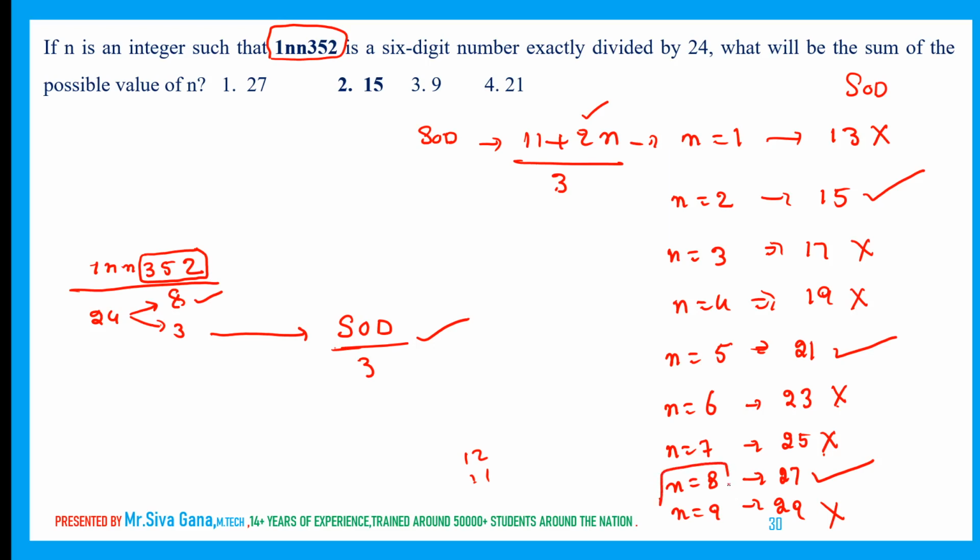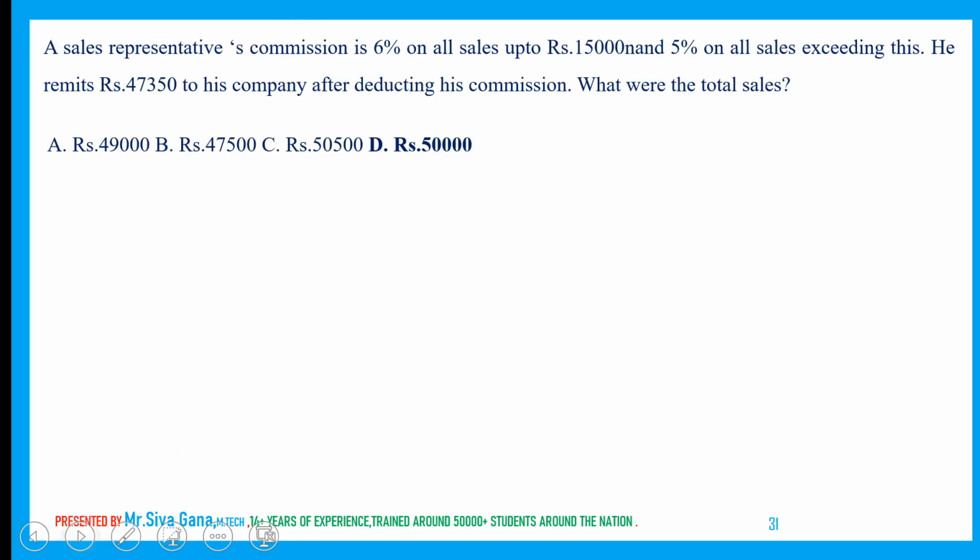So the possible values of n are 8 plus 5, 13. 13 plus 2, 15. Sum of the values of n is 15. Good quality question from the topic of divisibility rules.